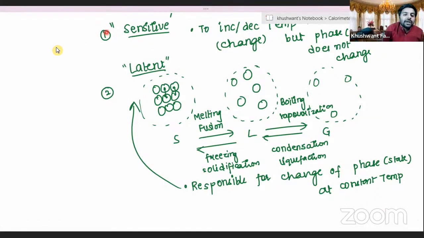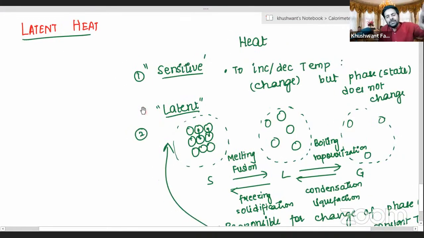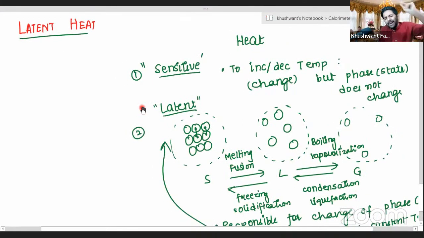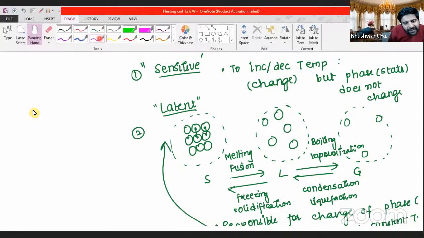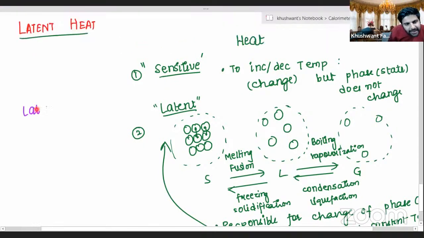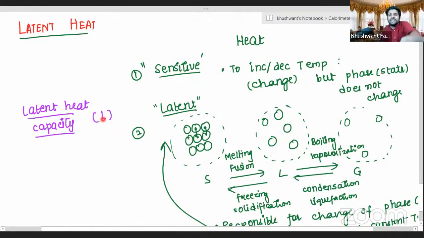We just read about specific heat capacity and thermal capacity. Similarly, there is one more capacity of the substance which is called latent heat capacity. You all understood what is latent heat, right? There is one more concept called latent heat capacity. Everybody write this down. Latent heat capacity. There are different ways to represent it. One common way is writing it by L, because L is very convenient.